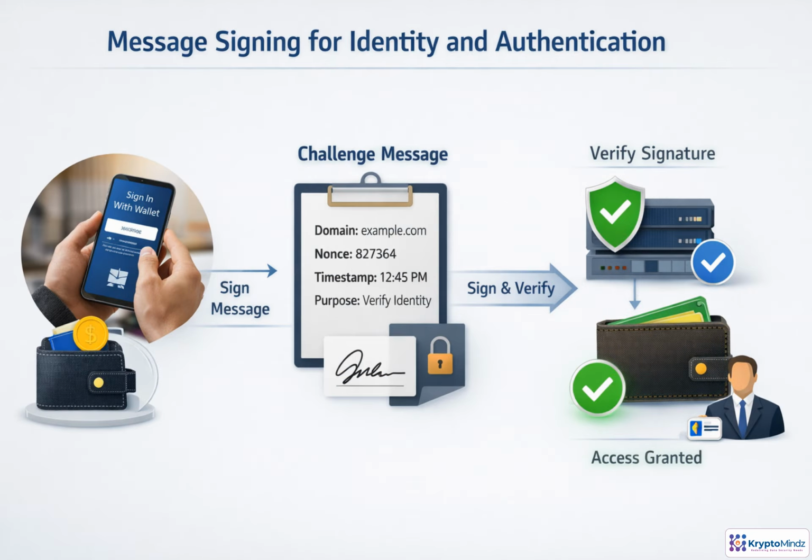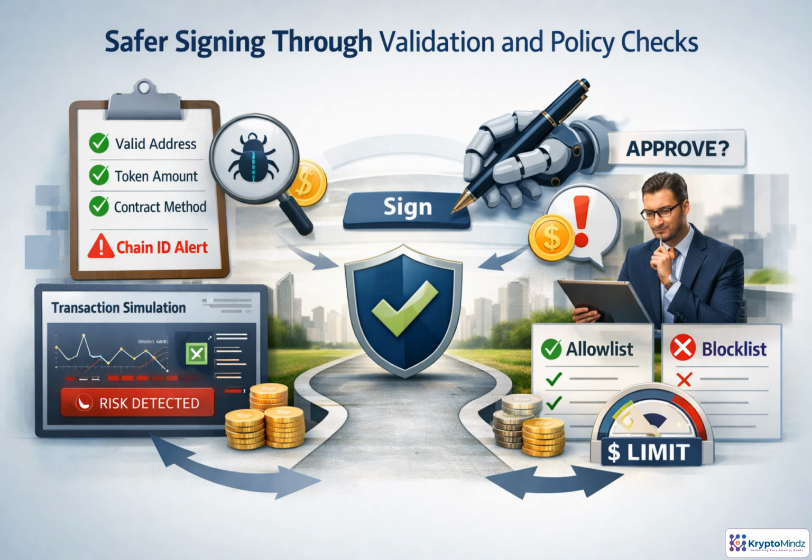Message signing proves wallet control without spending gas or moving funds. A server creates a challenge that includes the domain, nonce, timestamp, and purpose. The wallet signs that exact message, not a transaction. Then the application checks whether the signature matches the claimed address and whether the challenge is fresh. This is the basis of sign-in with wallet, and it lets agents prove identity off-chain in a controlled, auditable way.